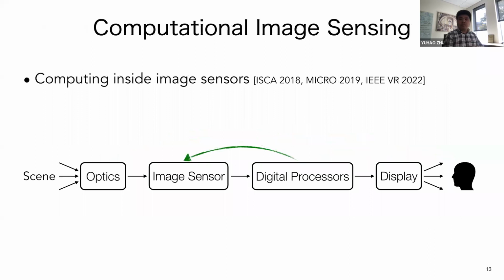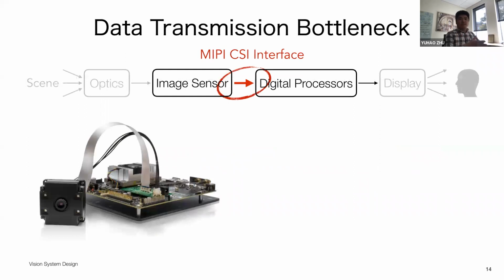So the first thing I'd like to talk about today in the horizontal paradigm is what I call computational image sensing, which is essentially pushing computations inside image sensors. If you look at the pipeline, any visual applications, whether it's AR, VR, self-driving cars or robots, rely on visual information. So where does the visual information come from? Well, it comes from cameras.